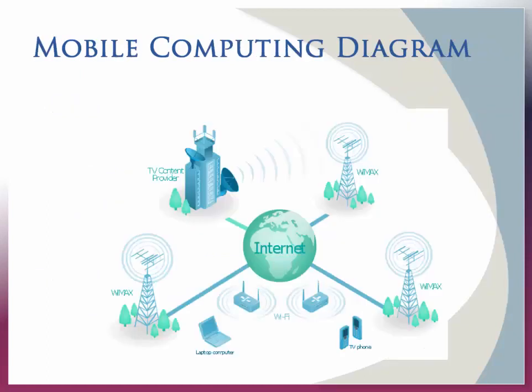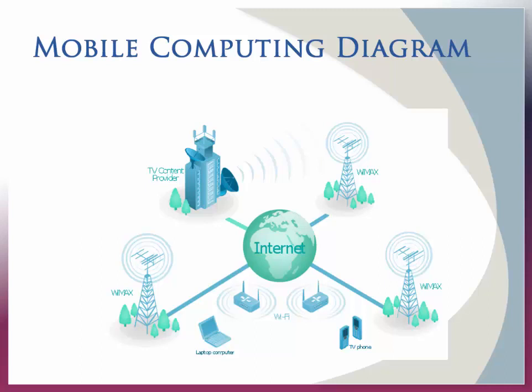So when we look at mobile computing, this is a diagram that pretty much depicts what happens with mobile computing. Of course, you have the world of the internet. And in order to access the internet, you need access points. So you see different locations here. You see Wi-Fi. So Wi-Fi is very important.